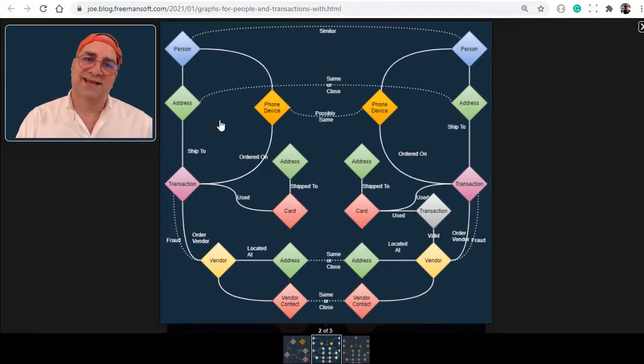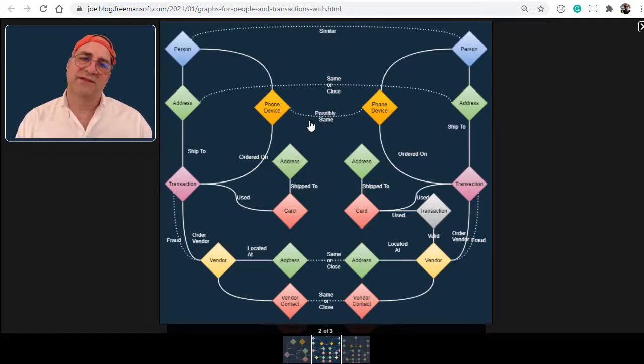So in this case, what we're going to try and do is externally process this graph and try and figure out, are these the same or similar addresses? Maybe they're historically the same. This person used to live with this person and now they're out, right? Are the phone devices the same? And then we want to look for vendor relationships also here. Are they really a bunch of vendors that are just bad vendors and they're going to do fraud? So that's pretty much what we want to do.